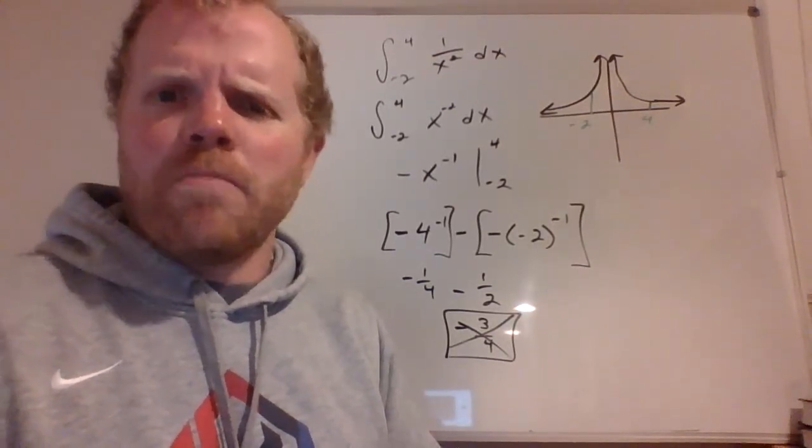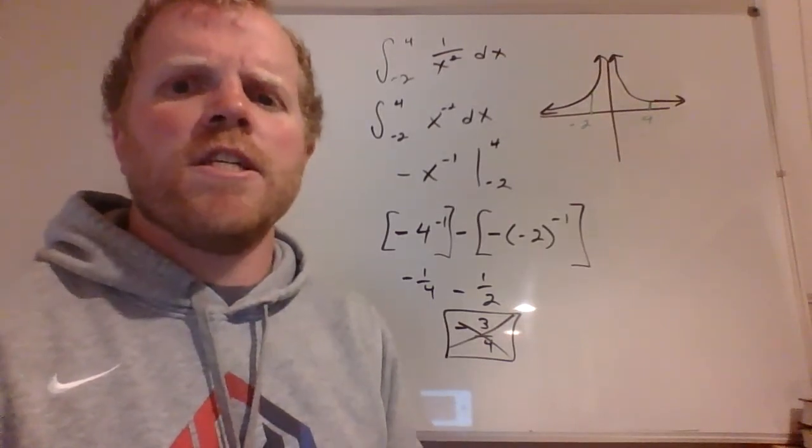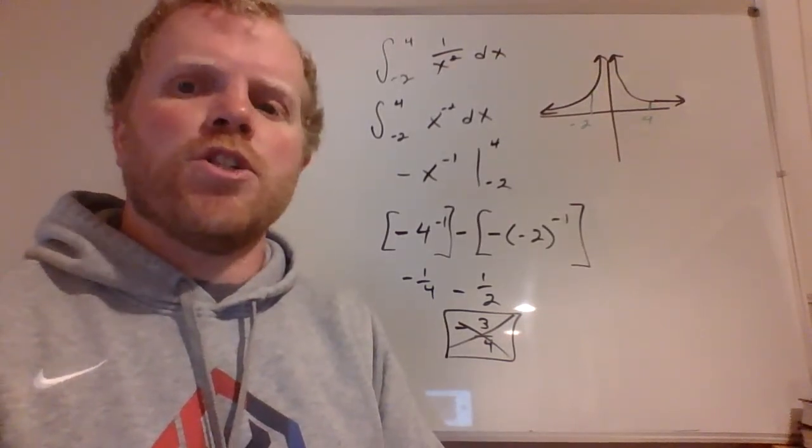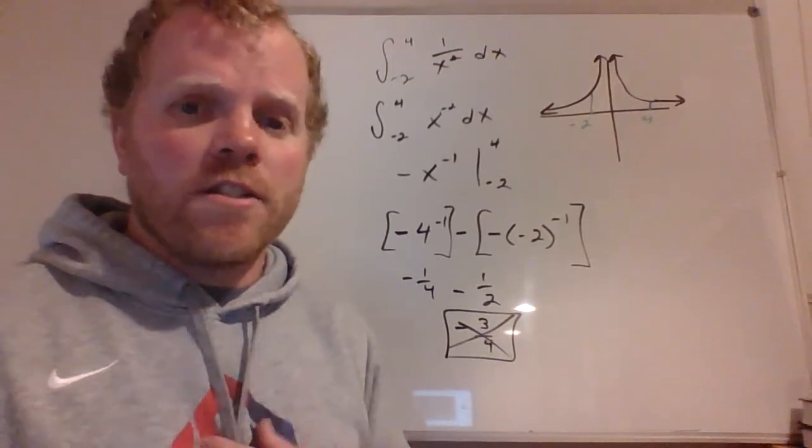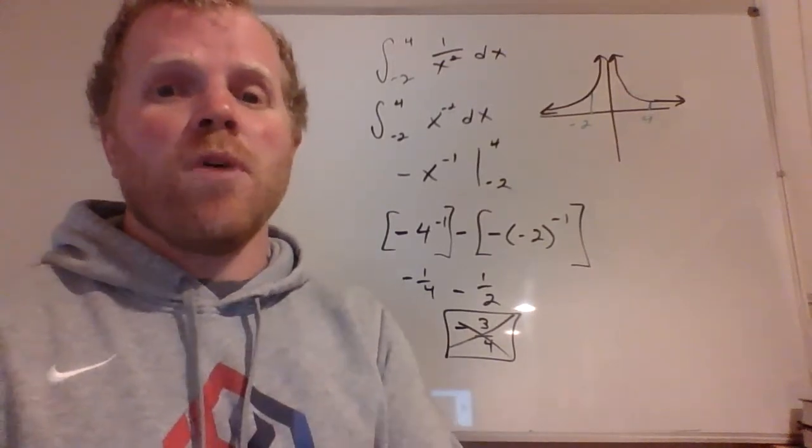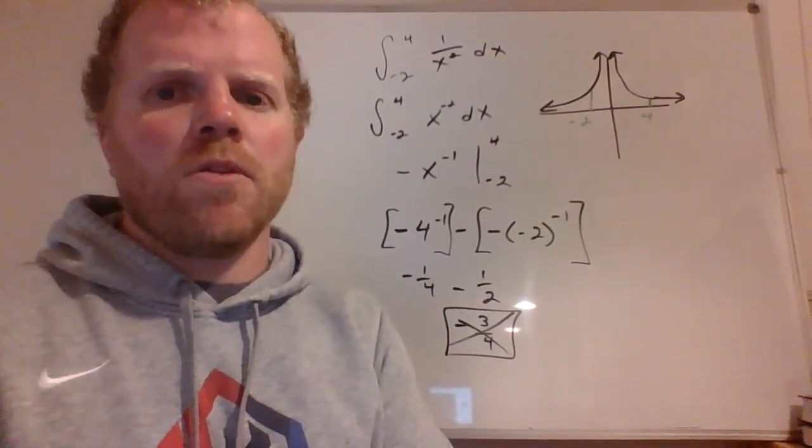So that's it for basic examples with the FTC II. I want to look at 2 other examples on the next video, for page 3, where we actually need a substitution. So that's coming up next.